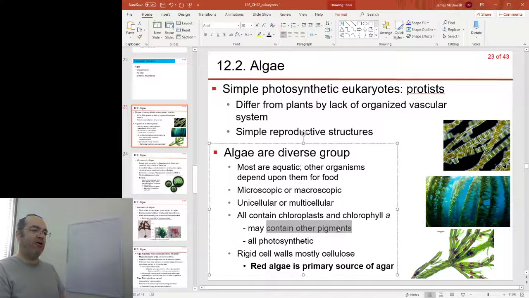Many of our algae contain other pigments, as do plant cells. All algae, as we currently describe them, are photosynthetic. Many algae have cell walls, and just like plants, many algae have cell walls made out of cellulose.